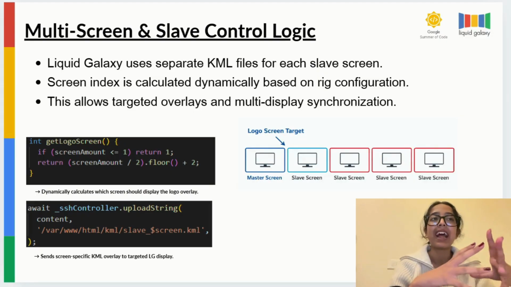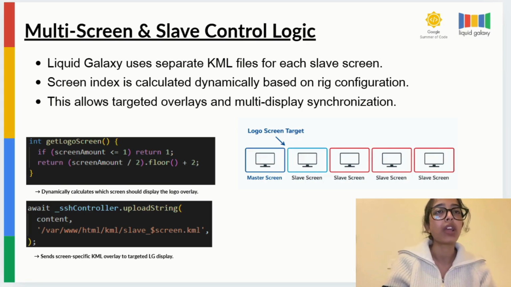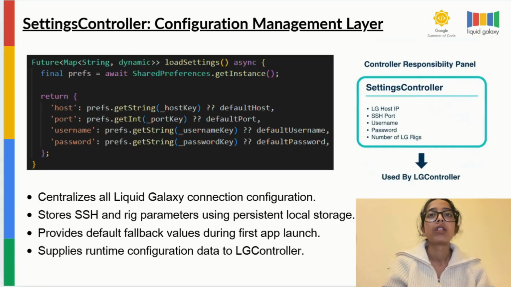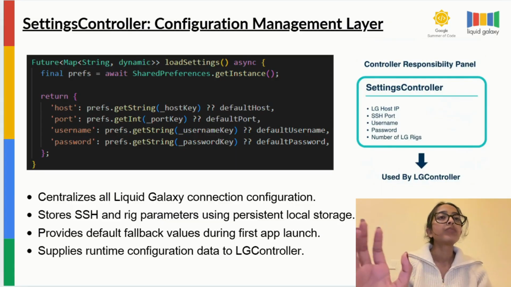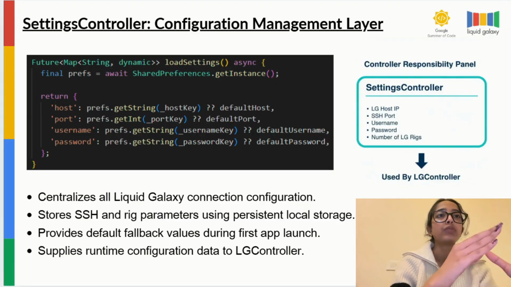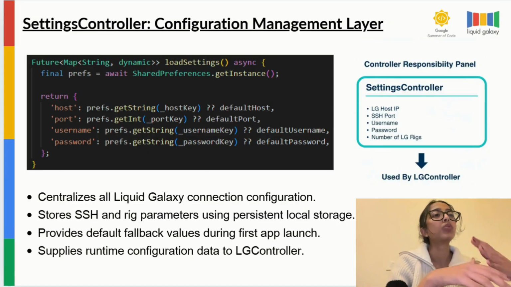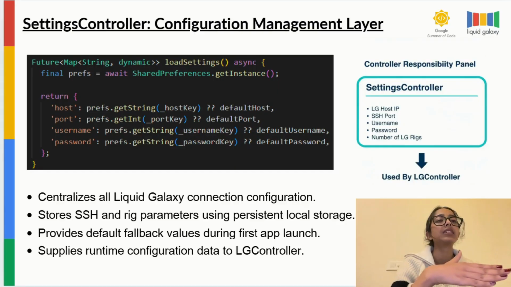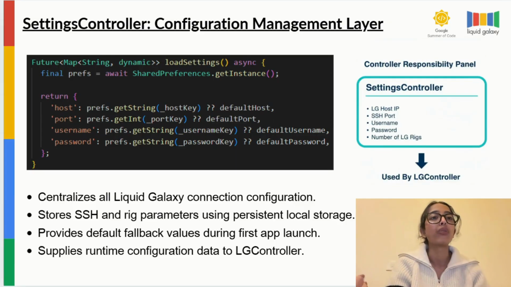Now that multi-screen handling is clear, let's move to how application configuration is managed and persisted. So, the settings controller, the configuration management layer. This focuses on the settings controller, which is basically responsible for handling all persistent configuration in the app. Without this layer, users would have to re-enter Liquid Galaxy connection details every time the app restarts, and we all know how that feels, which is obviously not practical.